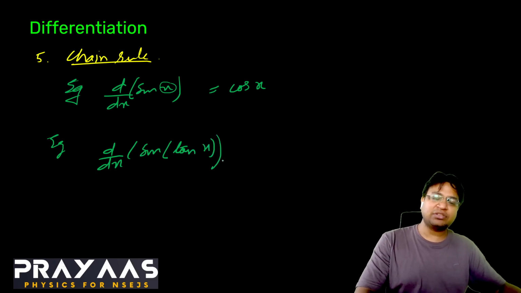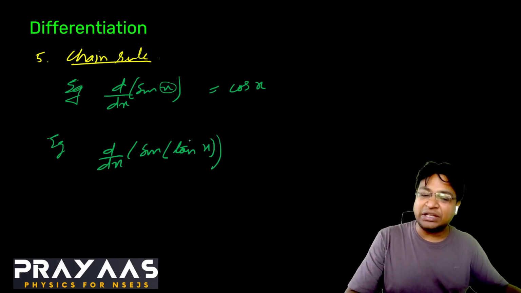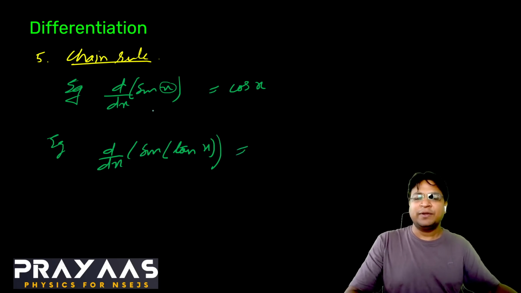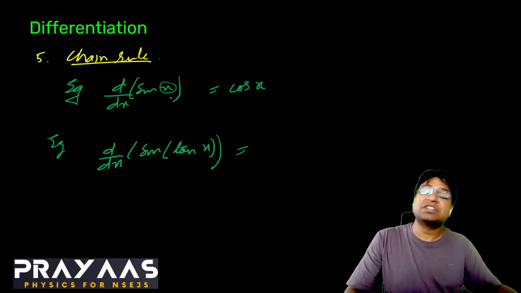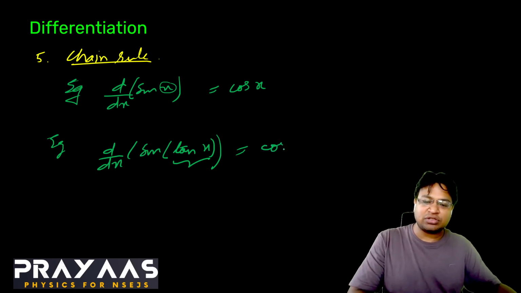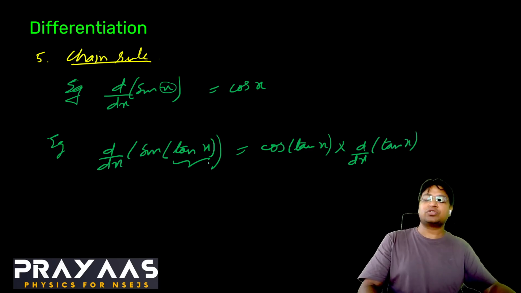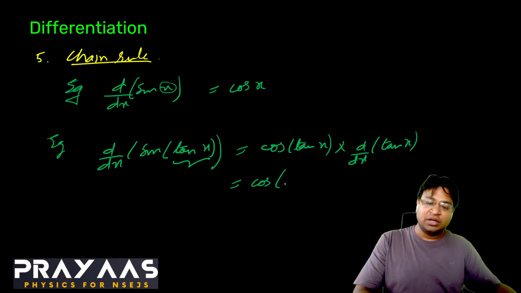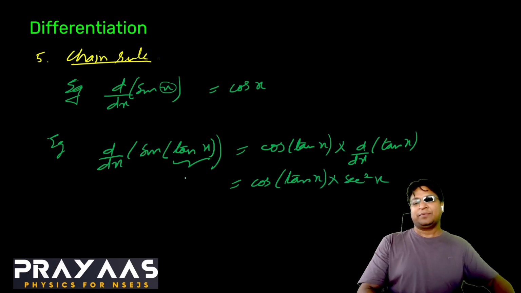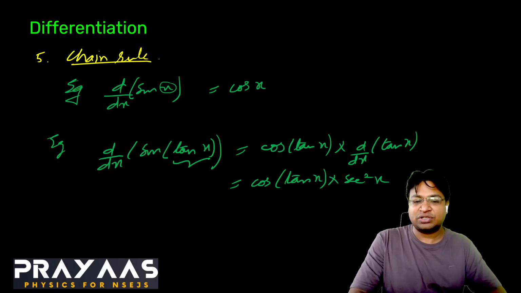So where x should have been present, I wrote a function of x. In such cases, whatever you would have done if x would have been there, you do that. So if x would have been here, I would have written cos x. So I will write cos of tan x, and then you multiply with the derivative of tan x. Whatever you were forced to consider as x, you have to multiply with the derivative of that. So the answer would be cos of tan x into sec square x. All right, so this rule is called chain rule.